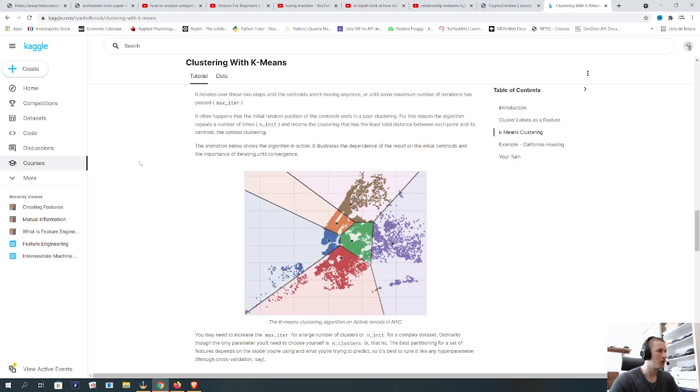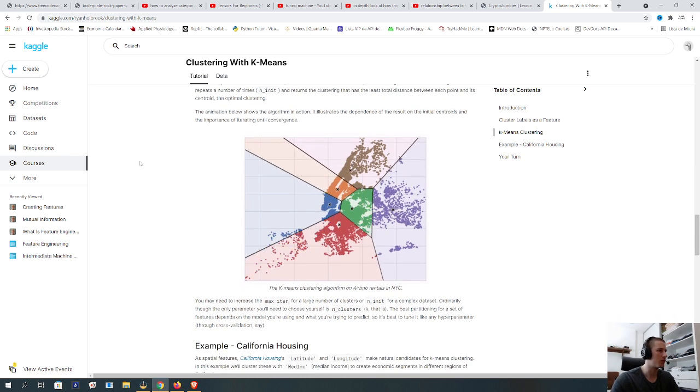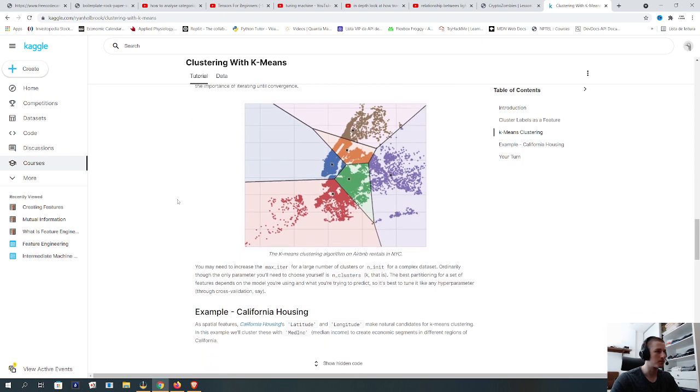It iterates over these two steps until the centroids aren't moving anymore, or until some maximum number of iterations has passed. It often happens that the initial random position of the centroids ends in a poor clustering. For this reason, the algorithm repeats n_init number of times and returns the clustering that has the least total distance between each point and its centroid, the optimal clustering. The animation below shows the algorithm in action. It illustrates the dependence of the result on the initial centroids and the importance of iterating until convergence.